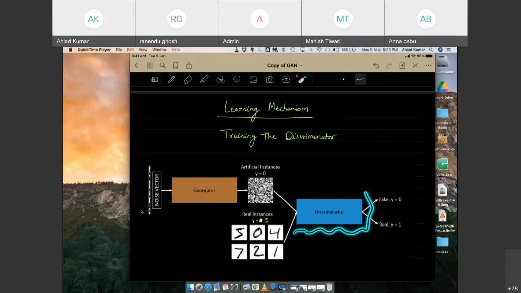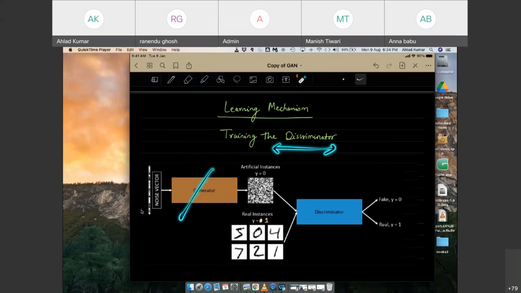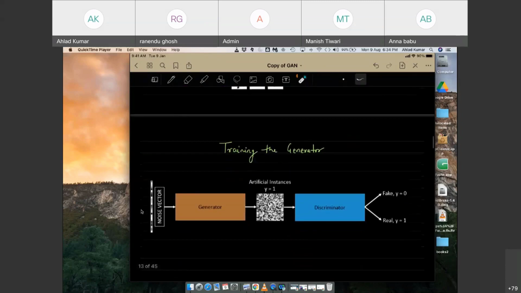You will only train the discriminator, and you will make this discriminator learn whether this is fake data and this is real data. So in the training of the discriminator, the generator is fixed, it's not trained, and the discriminator is trained. So this is training of the discriminator. And once this is done, you have the training of the generator phase.